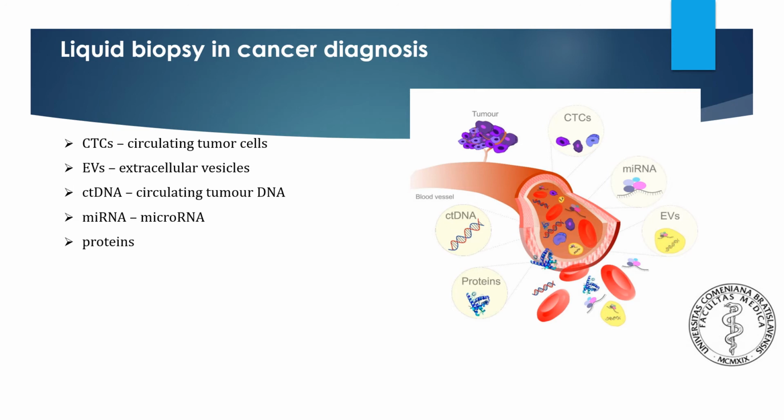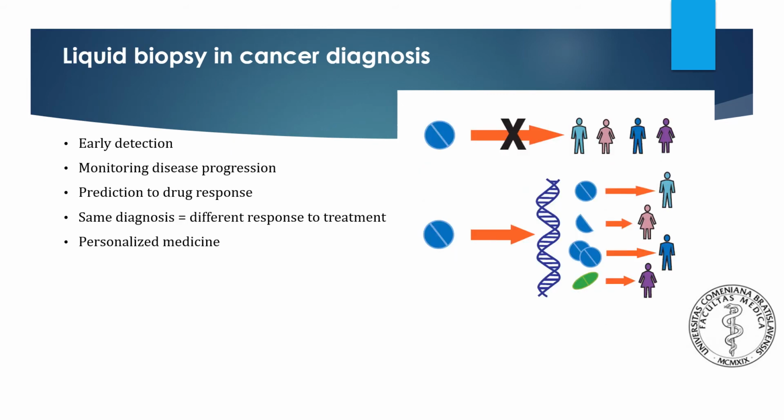It is certainly not only circulating tumor DNA, but also, for example, extracellular vesicles and circulating tumor cells, which are then designated for single-cell sequencing. Also, there is the very rapidly developing field of microRNA, and of course, proteomics is also a standardized approach for diagnosing cancer or other diseases.